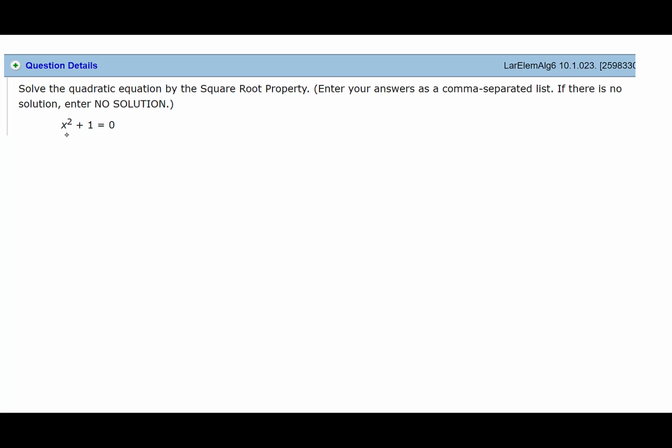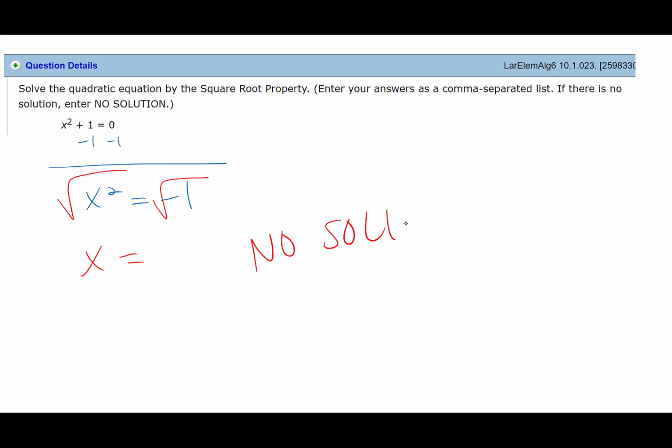Okay, so let's try that again. The only term being squared is the x. We'll subtract 1. X squared equals negative 1. The next step would be to take the square root of both sides. The left side is x equals, look here to the right side. We cannot take a square root of a negative number. We can take a cube root of a negative number, but not a square root. And so this is an example where you would write no solution.